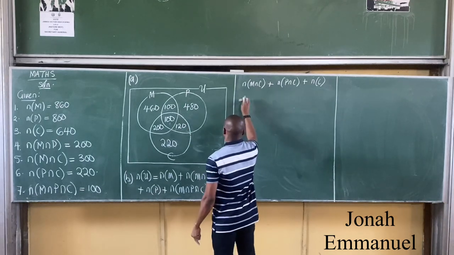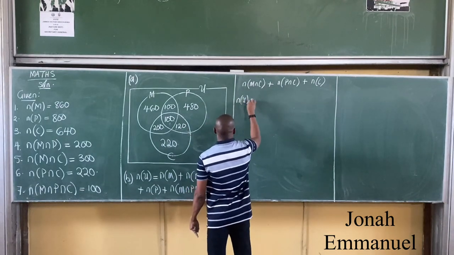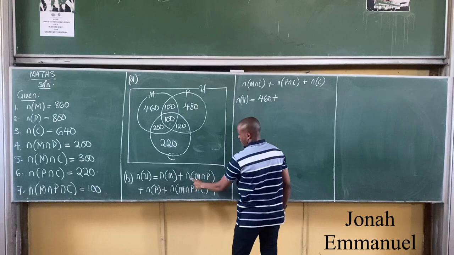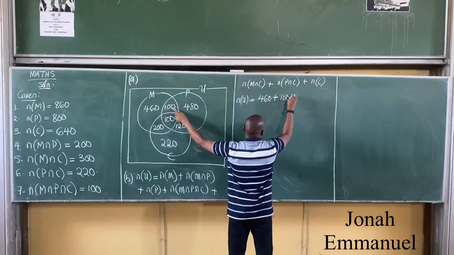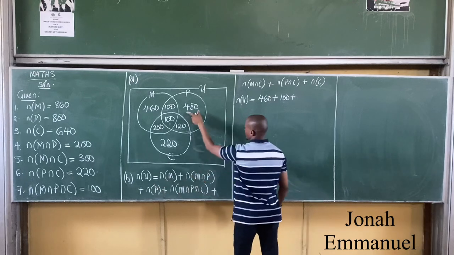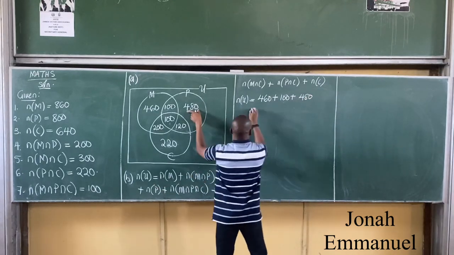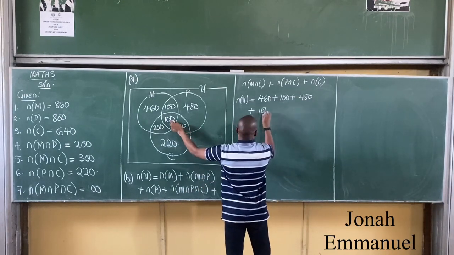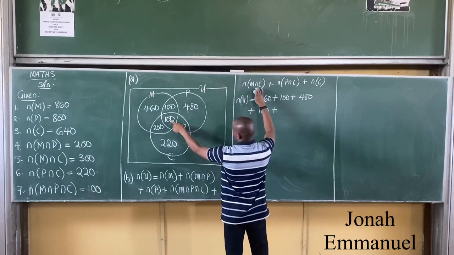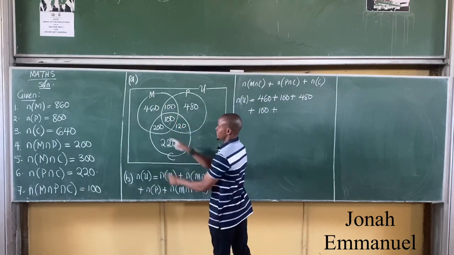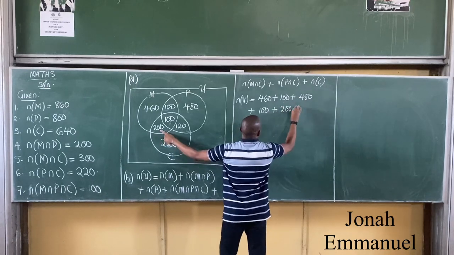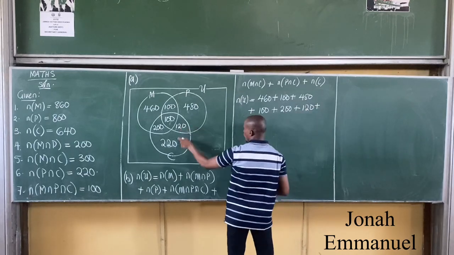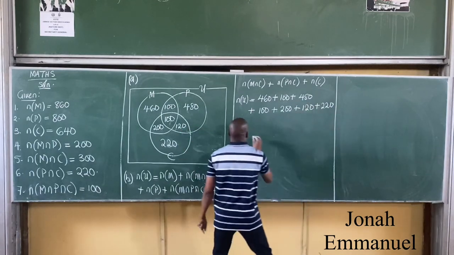Alright. So in big values now, that means N of U is equal to, for N, here is 460, plus N intersection P, yeah? That's 100, plus N of P, this point, yeah? That's 480, plus M intersection N intersection C. That's 100, plus M intersection C. M and C meet here. That becomes 200, plus P intersection C. Both meet here. 120, plus only C. That's 220. Please punch out the value.